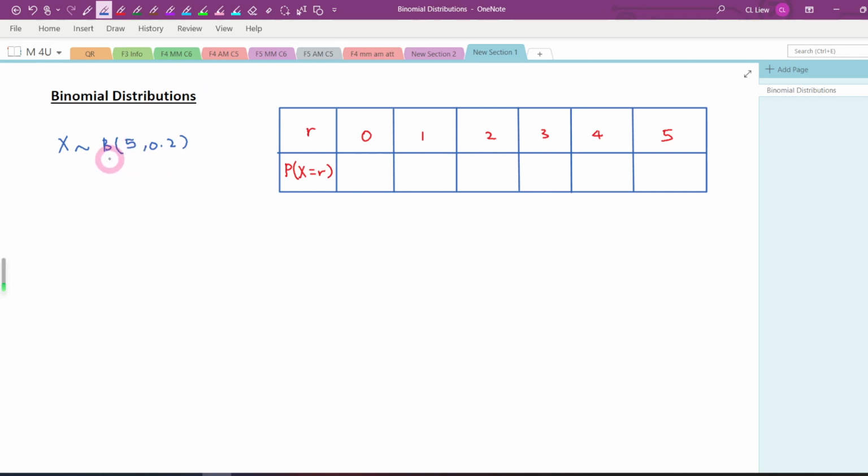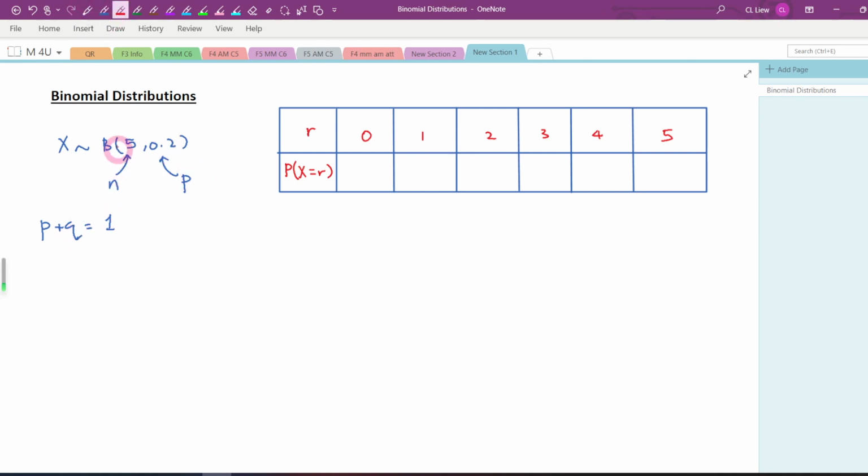Now let's say I have a random variable x which is distributed binomially with the parameters n equals 5 and p equals 0.2. I want you to complete this table. It's very important that you know the meaning of these two numbers. This is n, the number of tries, and this is p, the probability of success. If you understand that p plus q is always equal to 1, then with the given value of p, you will be able to get the value of q, right?